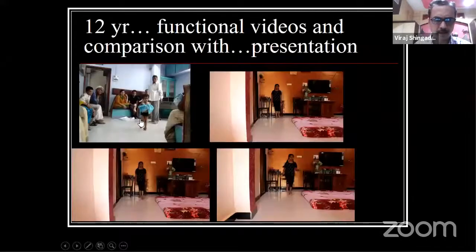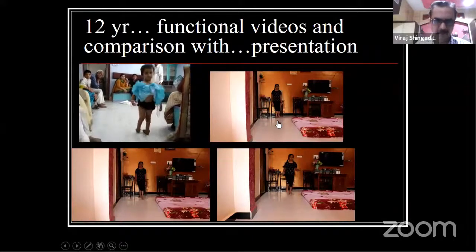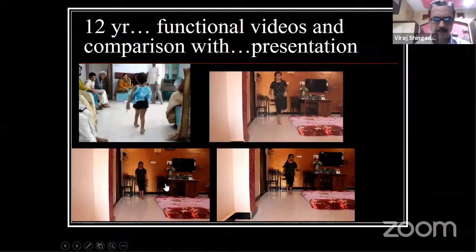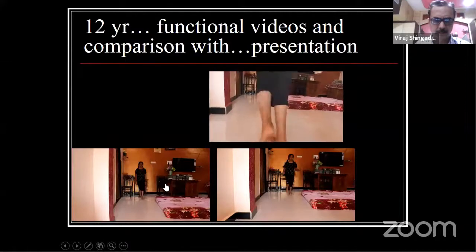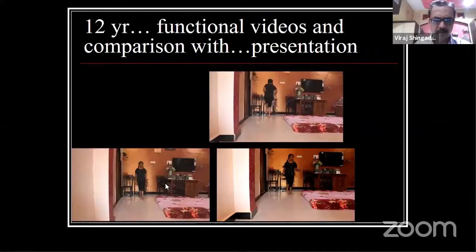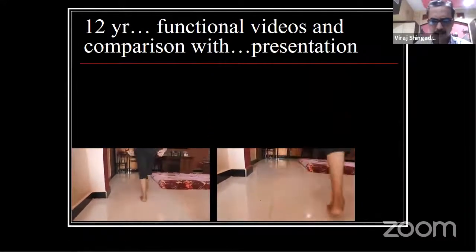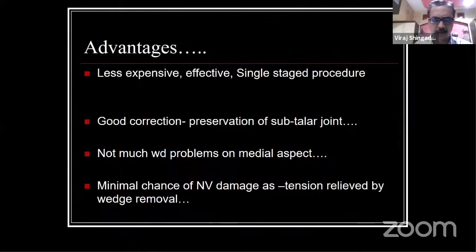So most of the children, we have long-term follow-up of 12 years, 14 and 15 years, many of them, and none of the children has any kind of arthritis, and see the functional aspect of that. So that is the beauty of this. I personally feel that we should not stick to some fixed protocol, but we should consider the different options which are available. It is also less expensive, as compared to Ilizarov and other methods which are there. There is no neurovascular problem. We had no wound problems because we are not touching the medial aspect, and rather by taking out the wedge, we are preventing tension on the medial aspect.